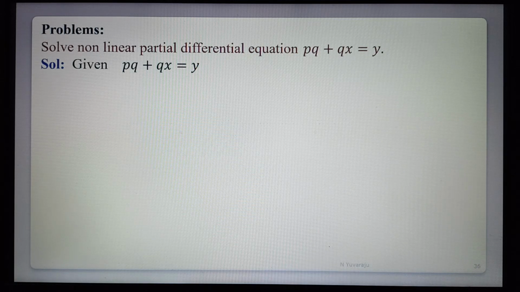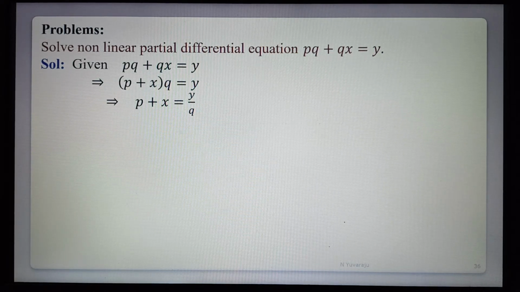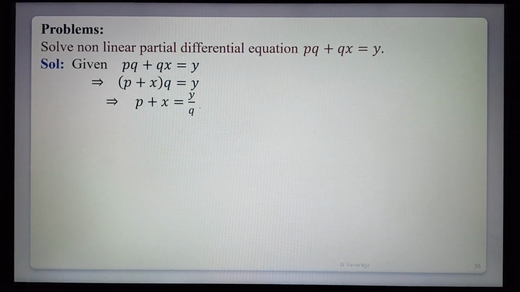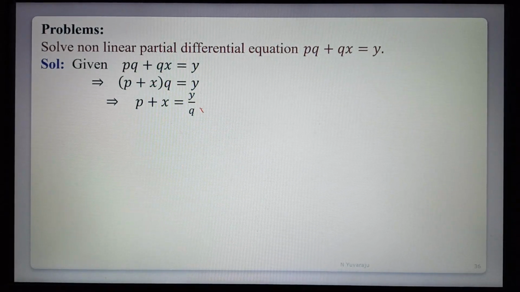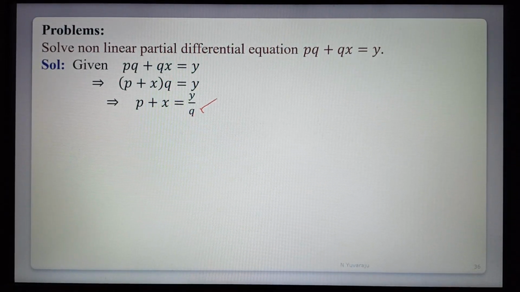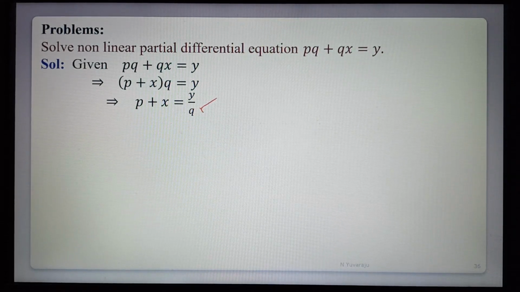Now it is variable separable, with one side a function of x and p and the second side a function of y and q. Taking q common, q into p plus x is equal to y, so p plus x is equal to y by q. Clearly, a function of x and p is equal to a function of y and q, which is equal to some assumed constant a. Let p plus x is equal to y by q is equal to a.